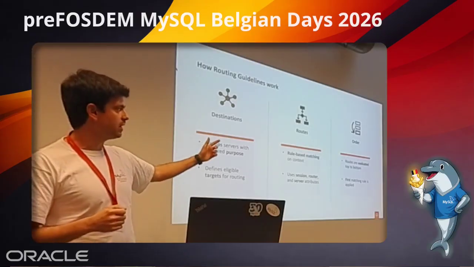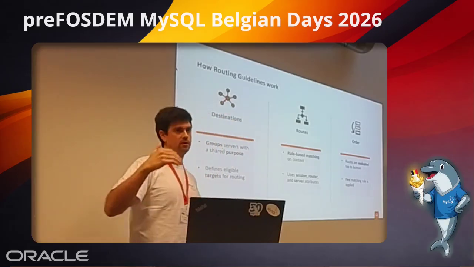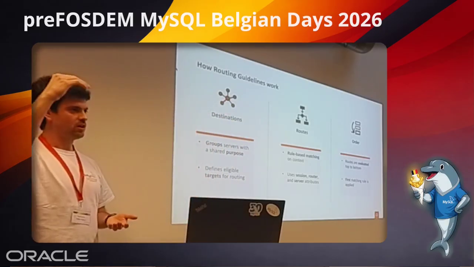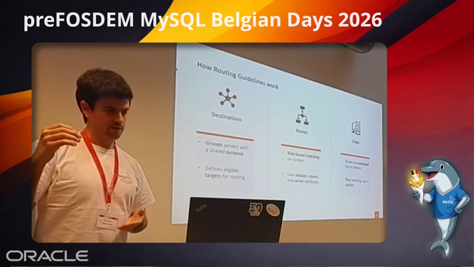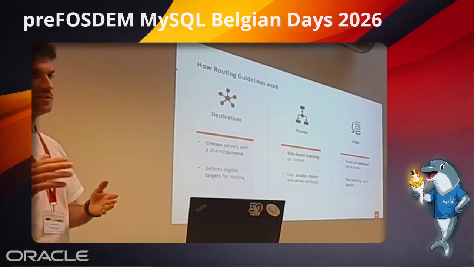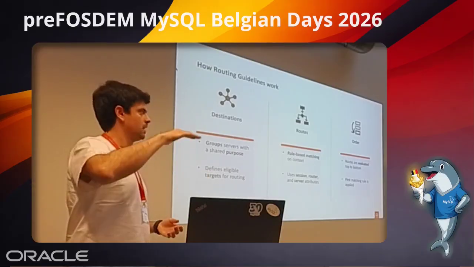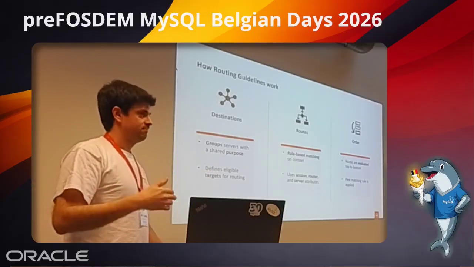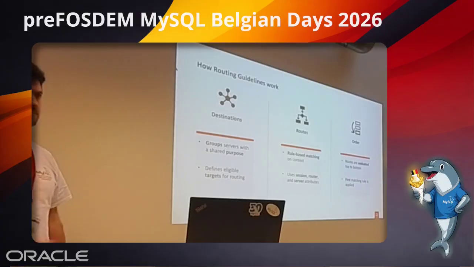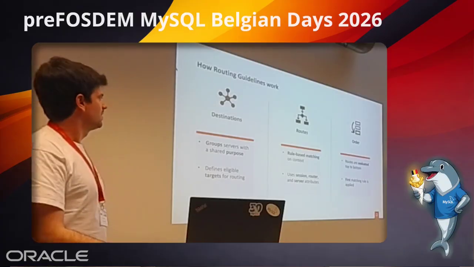And finally, the ordering happens in the evaluation of routes. So they are evaluated top to bottom. The first matching one from top to bottom is the one that is going to be applied. So with that, you can build a, how do you say? Priority? Yeah, like that rule.